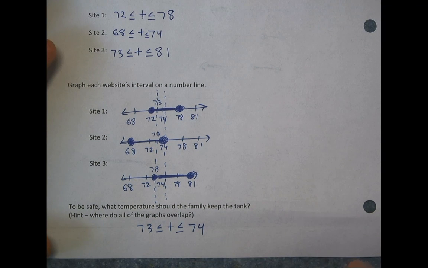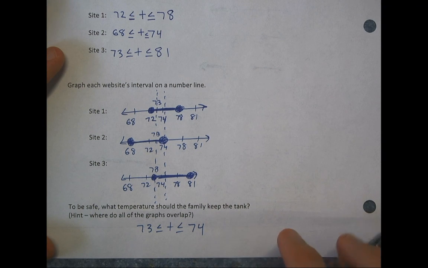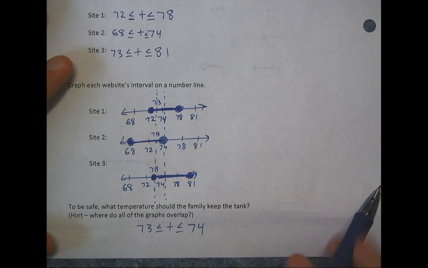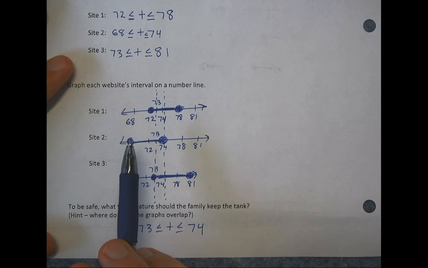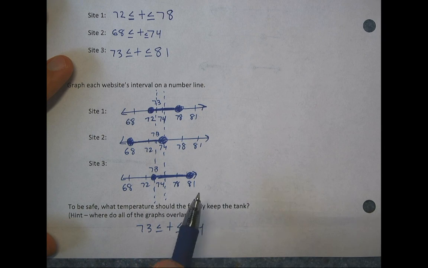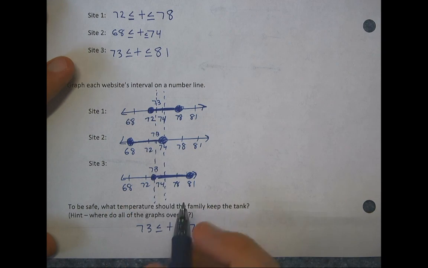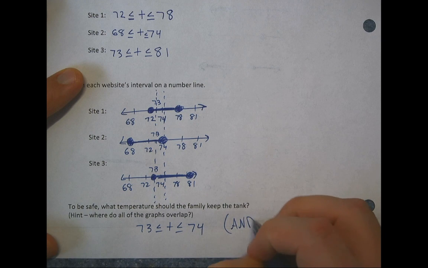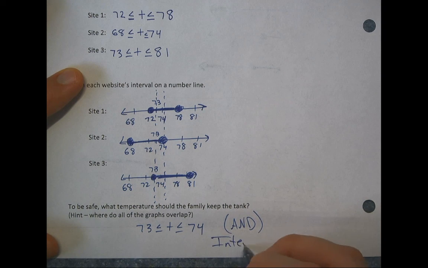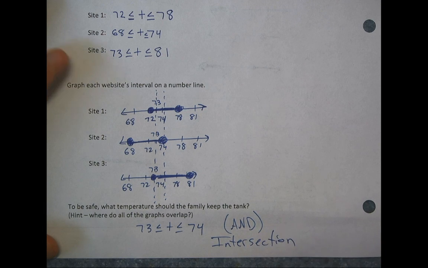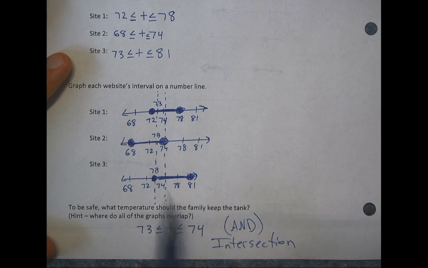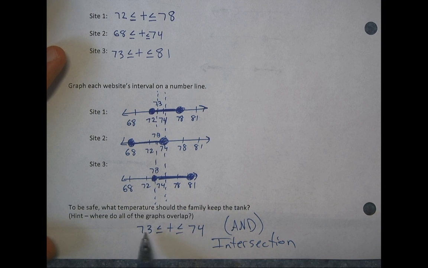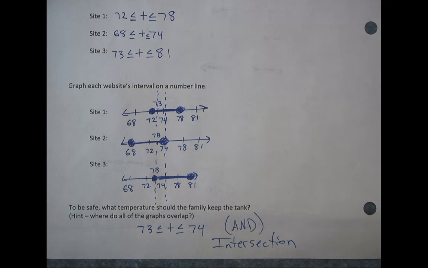to 74. Now think about, does this represent a union or an intersection? Okay, if it was a union, that would be the or. That means I could put it in any one of these. So they'd all be included. So we'd actually have to go all the way from 68 to 81. But if it's an intersection, it needs to be included in all three. So the only part of these solution sets that show up in all three is when the temperature is greater than or equal to 73 and less than or equal to 74.